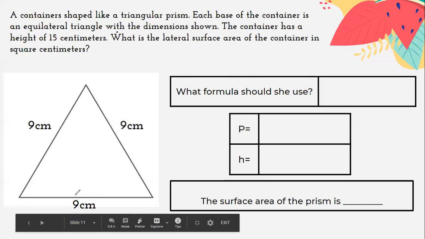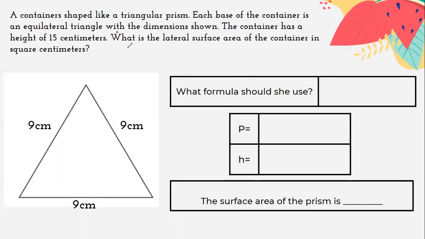You can see that here. This is the base of our prism. The container has a height of 15. What is the lateral surface area? So what is our formula for lateral surface area? S equals pH. So we need perimeter of our base, and we need our height. What is our height? It told us the height of the prism. What is it? I underlined it. 15. Yeah, I skipped one.